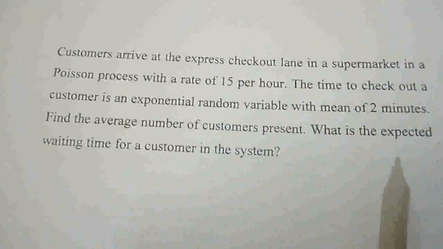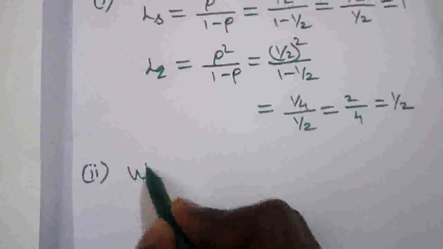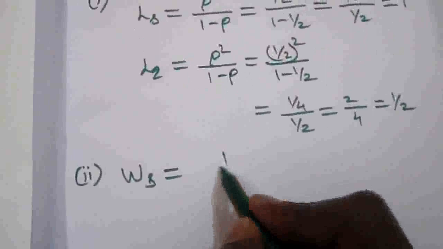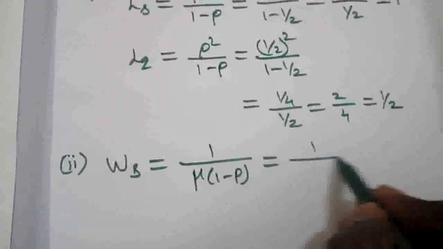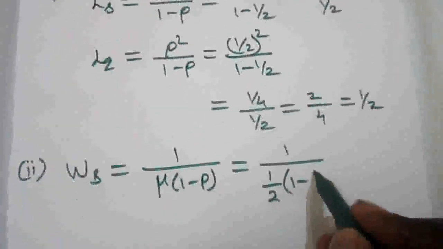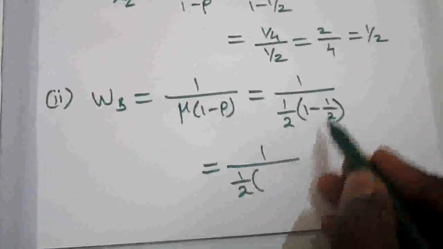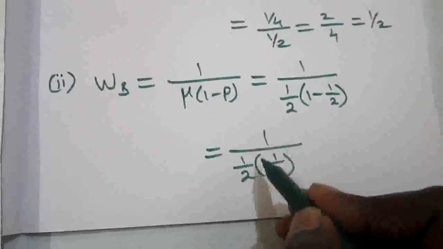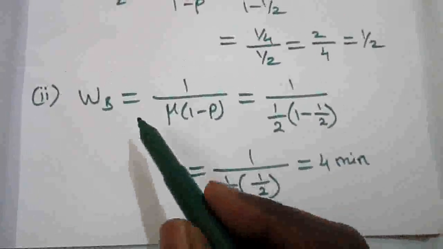And the other one: what is the expected waiting time W, the waiting time of a customer in the system? So next I want to find out Ws. The formula for Ws is 1 by mu into 1 minus rho. So 1 by mu, mu value is 1 by 2, so 1 by 2 into 1 minus rho. What is rho? Rho is 1 by 2. So 1 minus 1 by 2 is also 1 by 2, which is 1 by 4, taken to 4 here. So 4 minutes. So the customer waiting time in the system is 4 minutes.